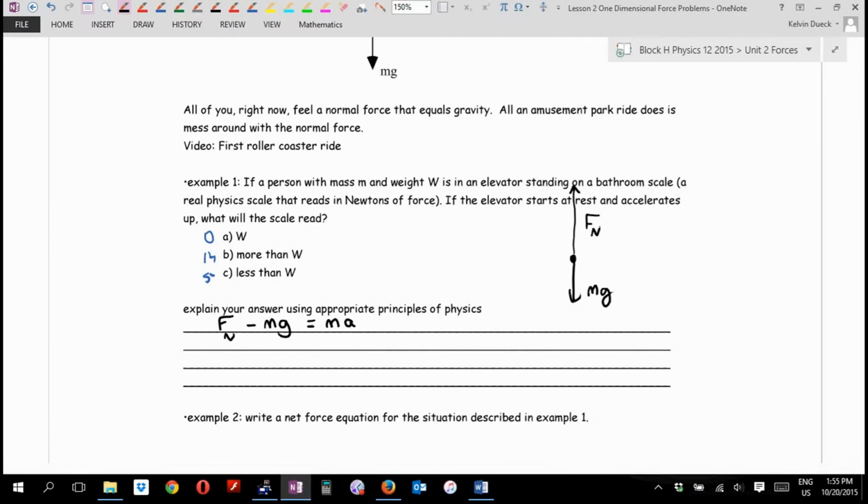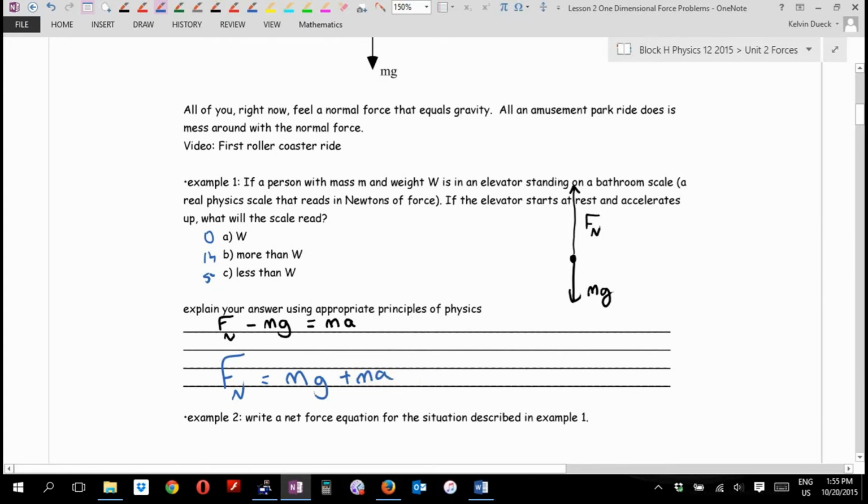This question asked about the scale. What does a scale read? Normal force. Let's get the normal force by itself. How would I do that? Add it to the other side. So you get this. The normal force equals mg plus ma. You could write ma plus mg, but I wrote it this way for a reason.